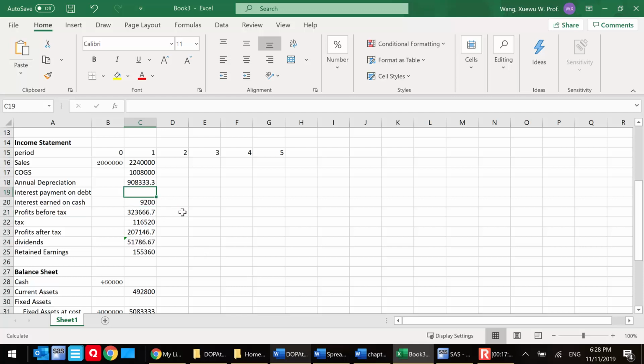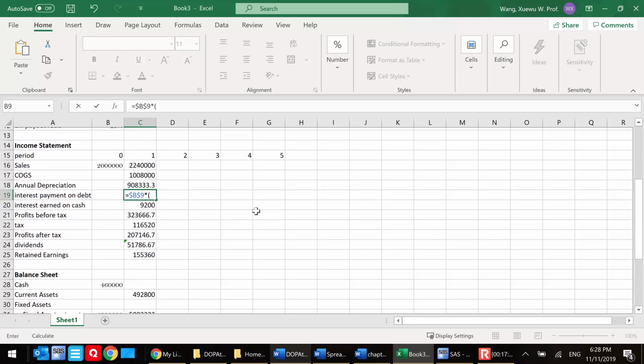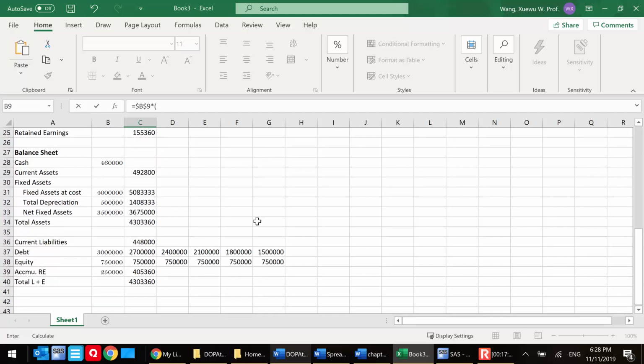And now let's look at the interest on debt. The interest on debt is going to be the 8% interest rate you're paying. So we lock down the 8%. And this is also on the average debt balance. So I'm going to take the debt for year zero.